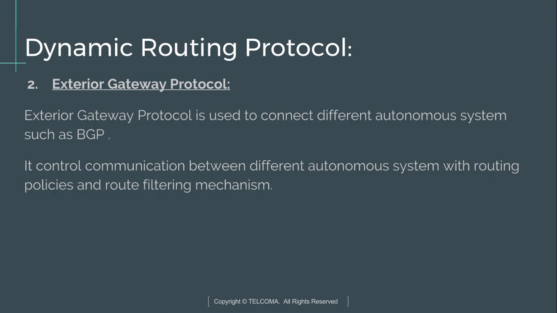Next is exterior gateway protocol. The exterior gateway protocol is used to connect two or more different autonomous systems, such as done in BGP, the Border Gateway Protocol. This protocol is used to connect multiple autonomous systems. It controls communication between different autonomous systems with routing policies and route filtering mechanisms. So EGP is used to connect two or more autonomous systems with each other to communicate.